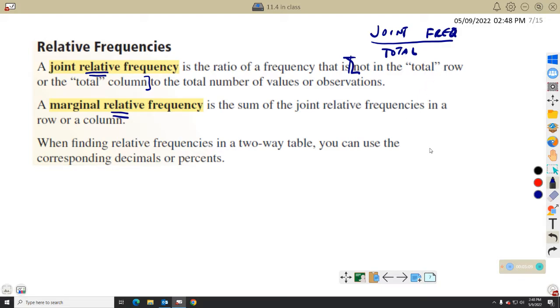So in other words, the box in the bottom right-hand corner. A marginal relative frequency is the sum of the joint relative frequencies in a row or column. So we're going to add them up, going up and down or left and right. And we can express those as either decimals or percents. So what's that going to look like?